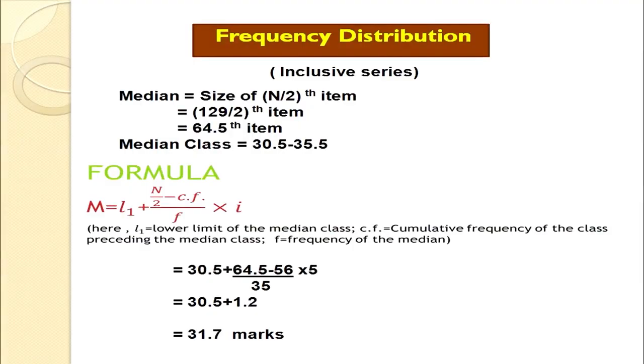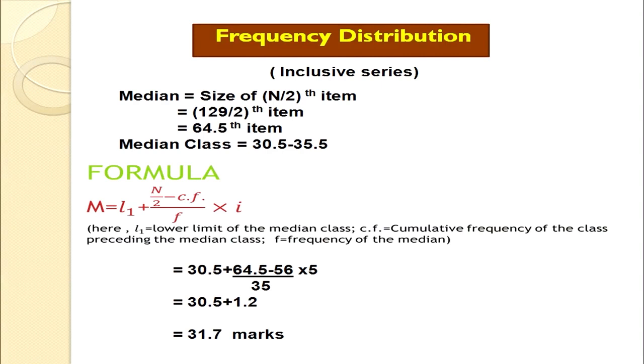Now, once we have arranged the data in exclusive form, in exclusive series, and we have computed cumulative frequency, we can easily compute median by putting the formula. Now, in this, very first we will calculate median class, that would be size of n by 2th item.